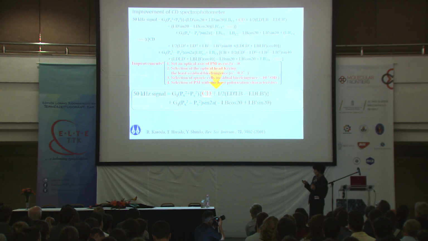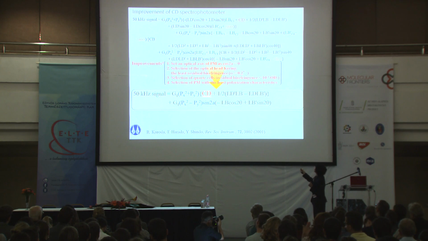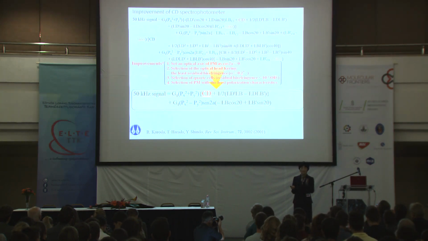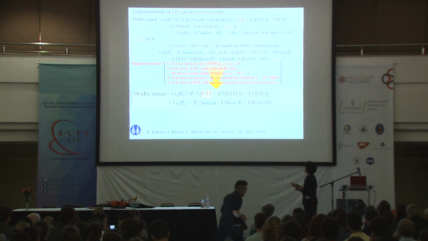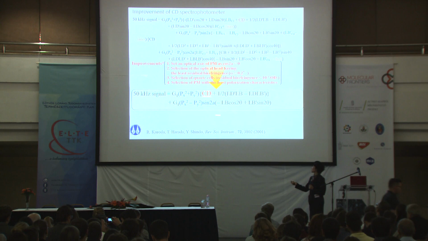So what I did, I'm not going into detail, but this is the one. We want to measure CD, and you normally detect this 50 kilohertz signal. There are many other factors, but you want an ideal, electronically and optically perfect instrument. You align it nicely, and still you end up with this equation. Now, this is what you are observing.